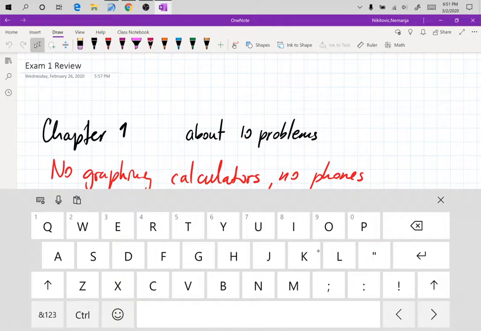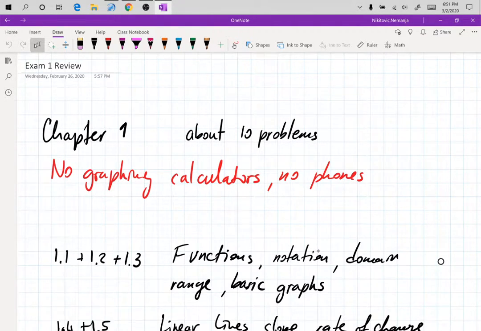Hi. Exam 1 coming up. So, chapter 1, about 10 problems. I did tell you that the definition of the function is going to be there for 4 points. So, go ahead, mess it up, please.